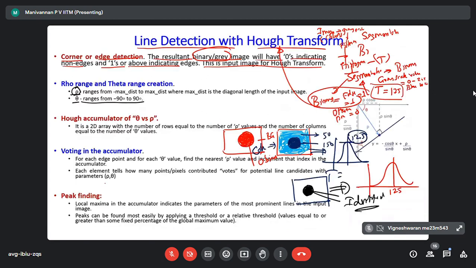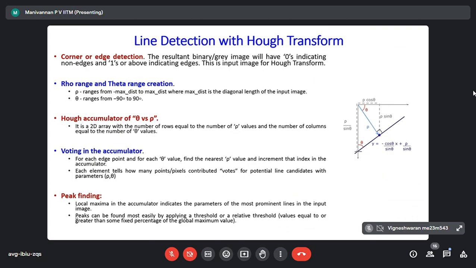Then in the Hough accumulator, once you calculate theta and rho value, they are stored as a two-dimensional array. Correct. Please note the steps, what it does. In the block diagram, first you get the binary image by thresholding, which you call segmentation, using T as threshold. Then you get the binary image. The binary image you pass to the Hough transform. First, what it calculates, it varies the theta value from minus 90 to plus 90. It calculates rho.